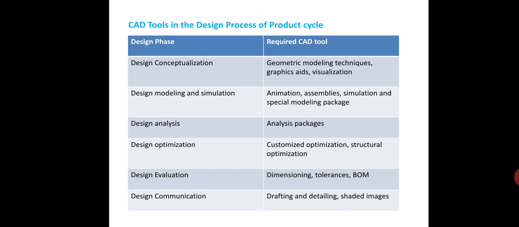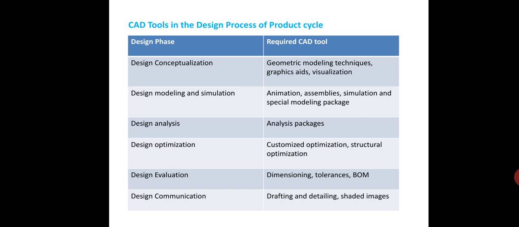Then the second phase of design is design modeling and simulation. Here you can animate, you can assemble parts together, then you can do a simulation by using special modeling packages. These are the different tools required to do modeling and simulation. Third one is design analysis. With the help of different analysis packages like FEA, that is finite element analysis, and CFD, computational fluid dynamics, all kinds of analysis packages may be used to do a design analysis.